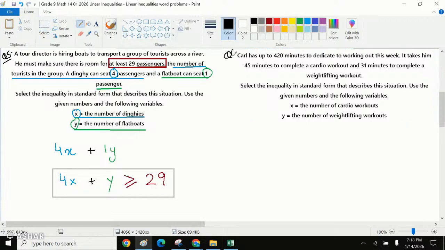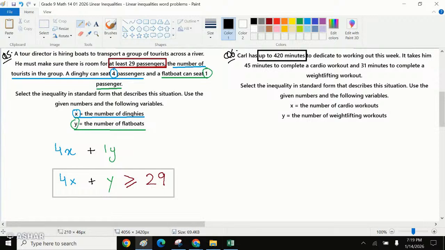For question number 6, Carl has up to 420 minutes to dedicate to working out this week, right? I'll just highlight has up to. Up to means it cannot exceed 420, right? It could be 408, 412 till 420, but he cannot exceed 420.